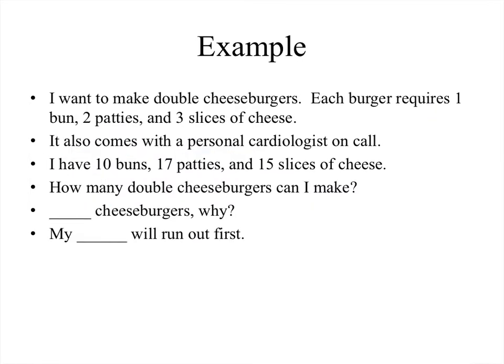Another example, I want to make double cheeseburgers because it's party time. Each of my double cheeseburgers requires a bun, 2 patties, and 3 slices of cheese, and you're probably going to need some sort of antacid. Okay, now in my ingredients pile this time I have 10 buns, 17 patties, and 15 slices of cheese. So those aren't in the right ratios to make a double cheeseburger. It's just like a random assortment. So think about how many double cheeseburgers, based on the ratios they require, am I able to make? Pause it.